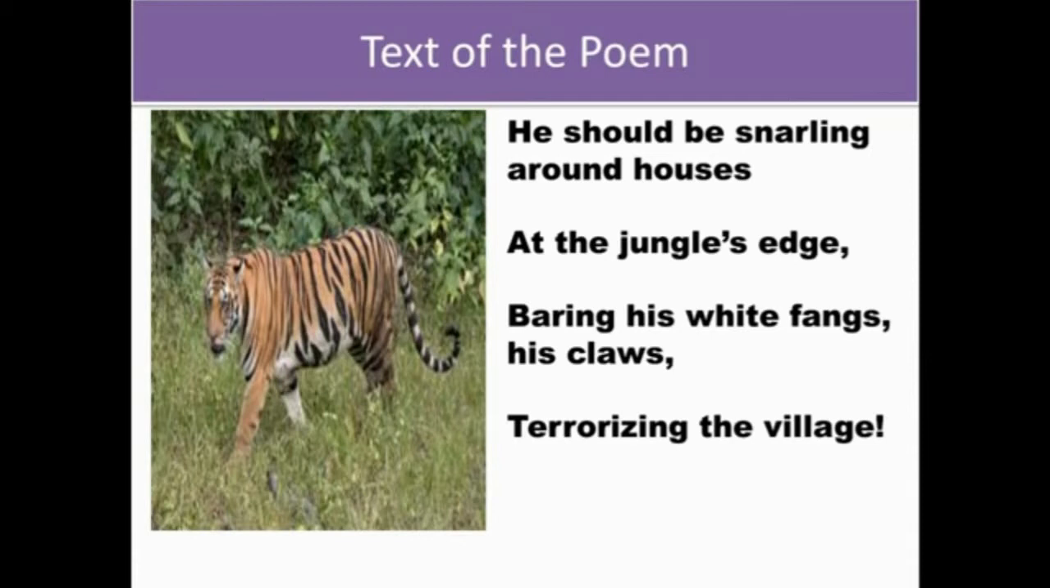Again, he tells that the tiger should be growling at the edge of the jungle near a village. And he should be showing his white fangs and claws while moving here and there. He should thus become a cause of terror for the villagers if we destroy his habitat. And if the habitats are destroyed, the tigers will move into the towns and the cities. They will terrorize us. They will harm us.